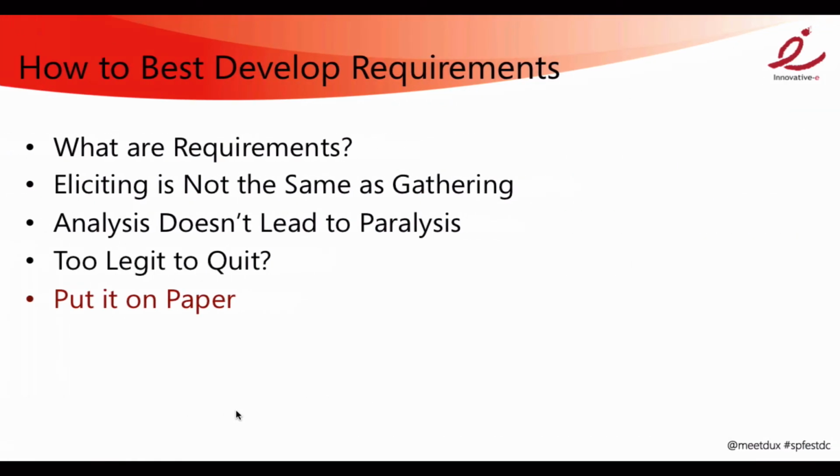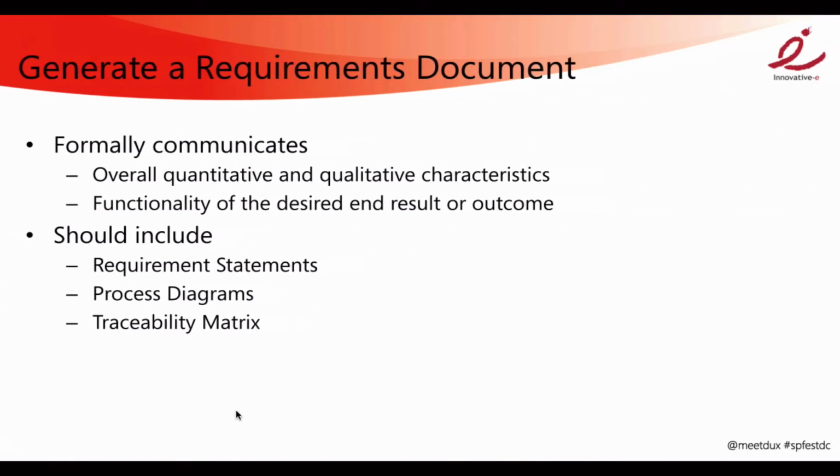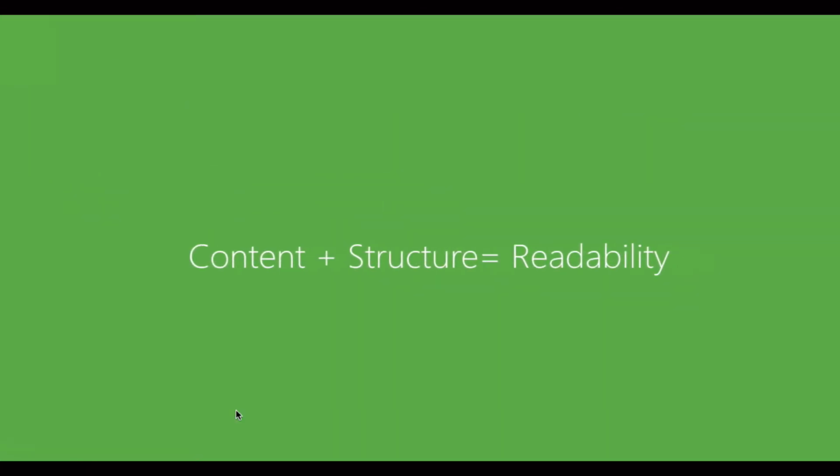Now, once you've validated what the needs are, put it on paper. Formalize it. You take everything you've collected up to this point in time and formally generate a requirements document. And I'll show you an example in a second. It should include all the requirement statements, everything you've elicited, your process diagram, traceability matrix, the spreadsheets that I showed you. And the key is, when you write your requirements document, I'm all about simplicity.